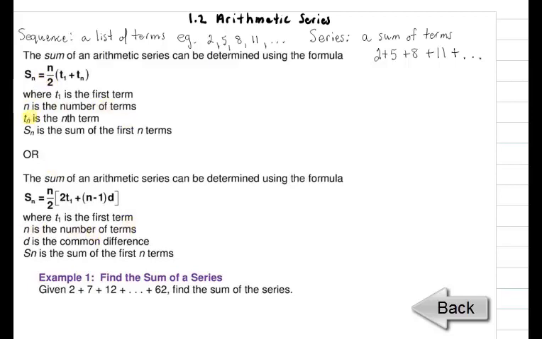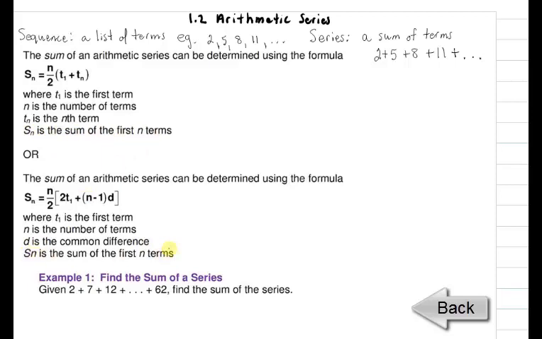On the first one, you will need to know what t subscript n is. It is the nth term. And notice on the second one that you don't need to know what t subscript n is. Instead, you need to know what d is. So d is the common difference. And for both of them, S subscript n is the sum of the first n terms.